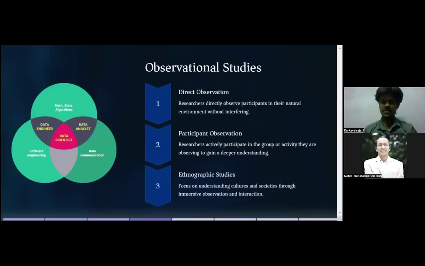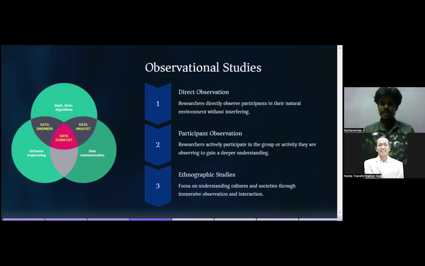Observational studies. Okay, it is another way of collecting the data. First is direct observation. Researchers directly observe participants in their natural environment without interference. With direct observation, we can directly observe what is happening in the scenario. Based on that, we will collect the data. This is a form of observational data.